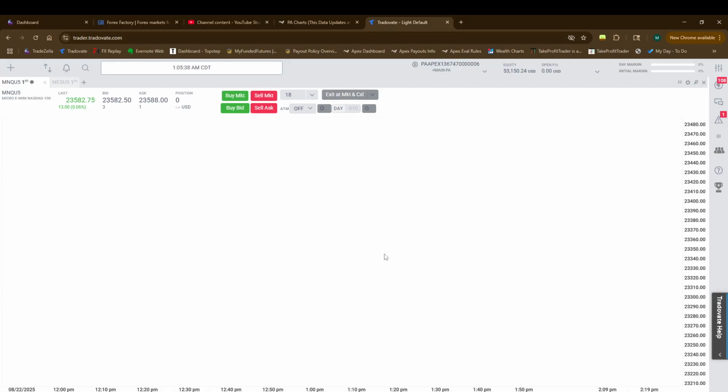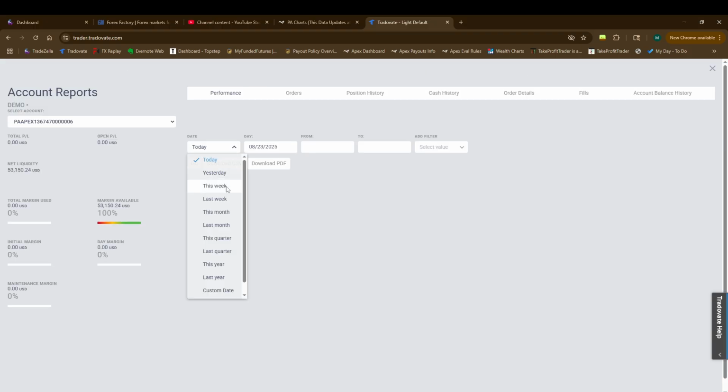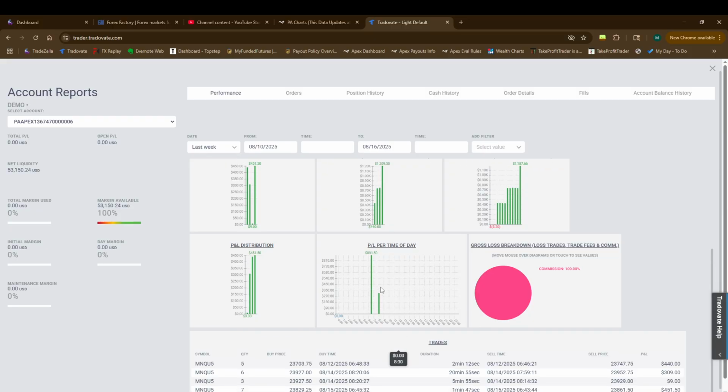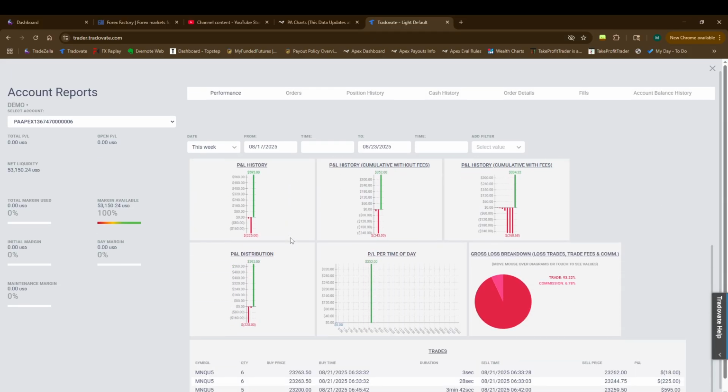So the first trade that I ended up taking on Thursday was a loss. And let's see if we can go to last week. It should just be that one account. Oh, sorry, no. It's this week. There we go.